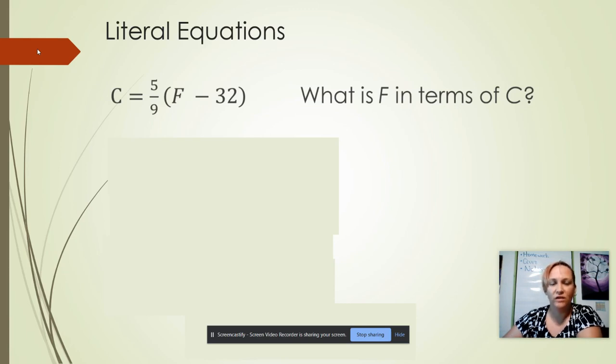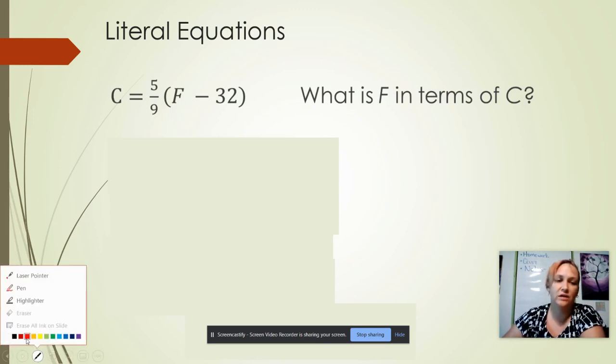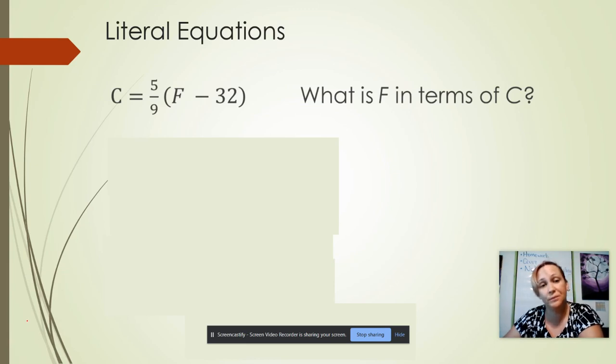Now, when you have an equation that has multiple different variables in it, so notice it's not like I have multiple letter x's, I have a C and an F, then part of the directions has to tell you which variable I want you to solve for, which variable you're trying to get by itself. So in this example, it says, what is F in terms of C? That means that I want to solve for F, and my answer is going to have a letter C in it.